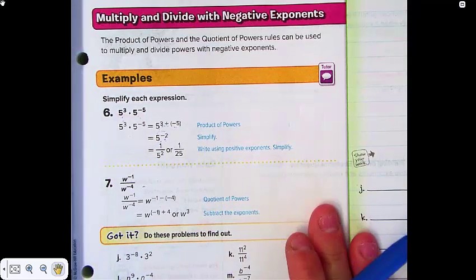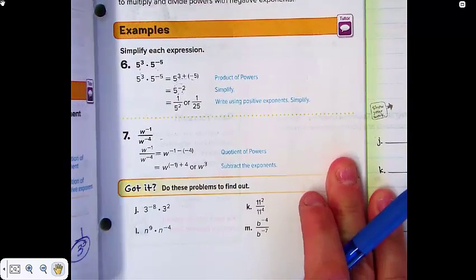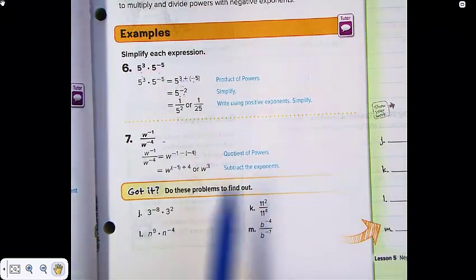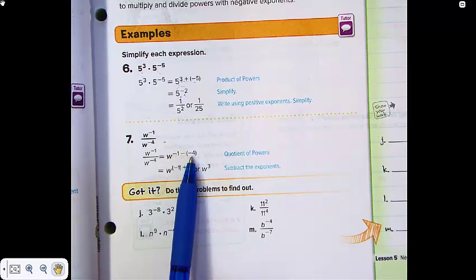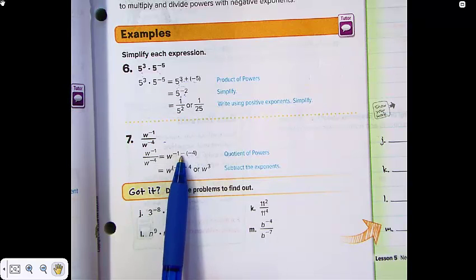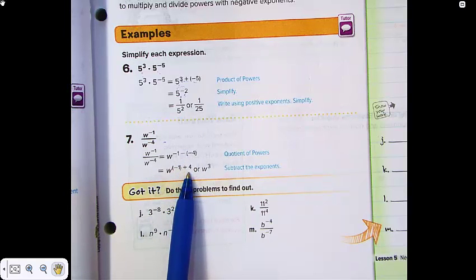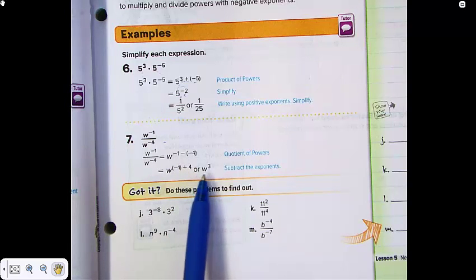Let's look at 7. On number 7, because it's division, I subtract my exponents. So I have a negative 1 minus a negative 4. 2 minuses together make a plus. So it's negative 1 plus 4. And a negative 1 plus 4 is 3. So I end up with a W cubed.